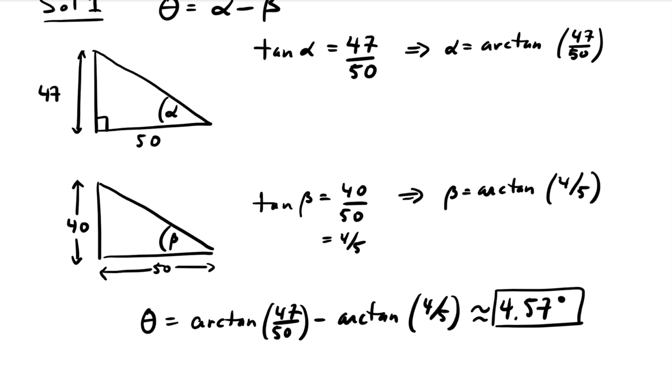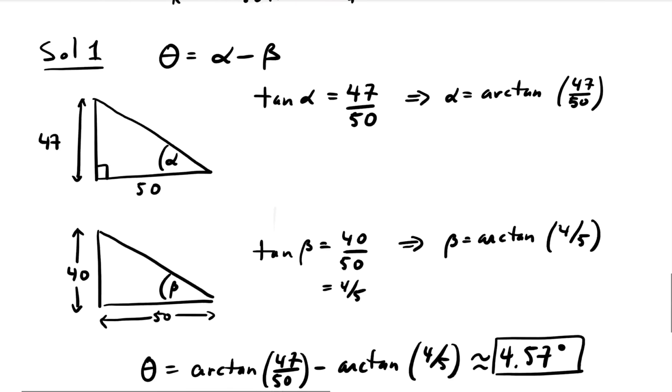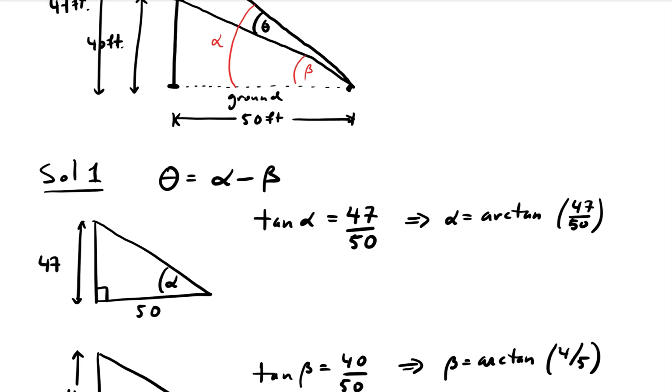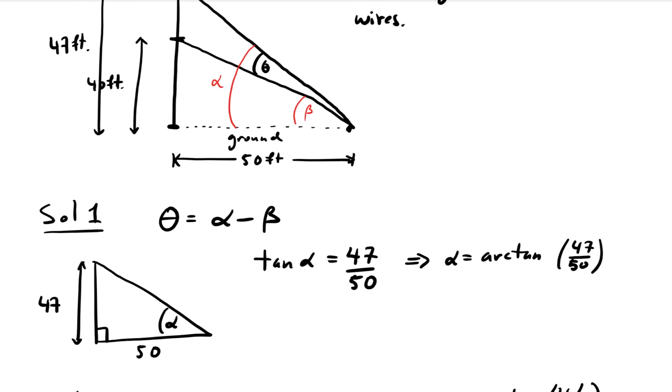Honestly, I think it's the easiest solution. But there's a solution that can involve the difference formula, because theta is the difference of alpha minus beta. And similarly, we could say that beta is alpha minus theta. That's the other thing, right? So if we want to find beta, we can use this to get another type of solution.